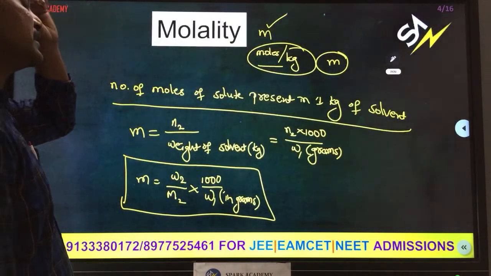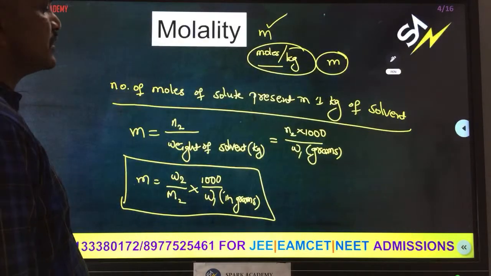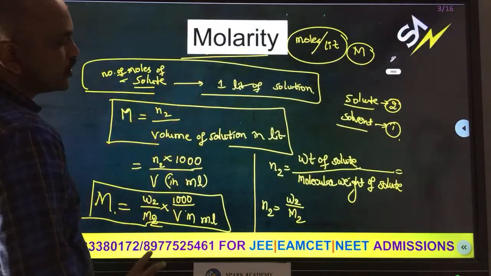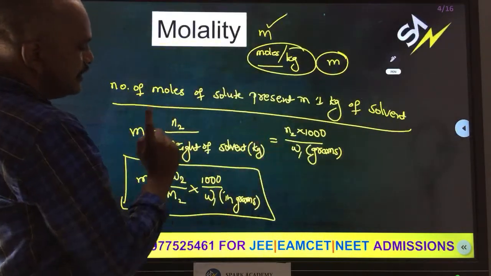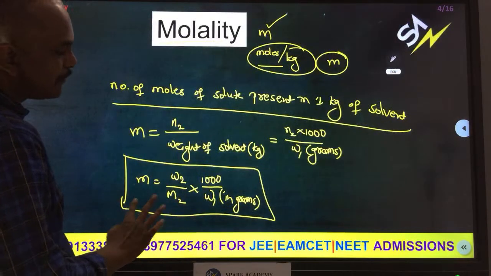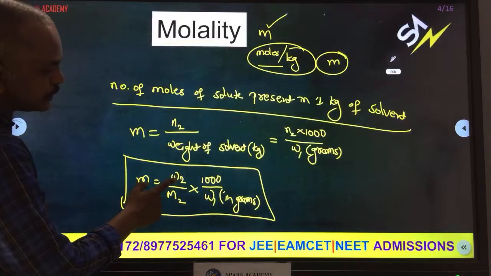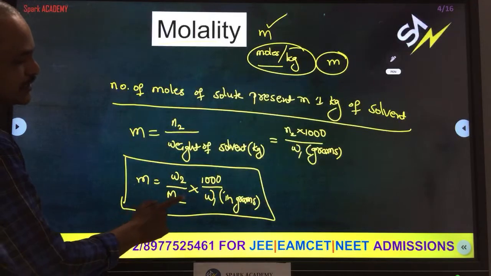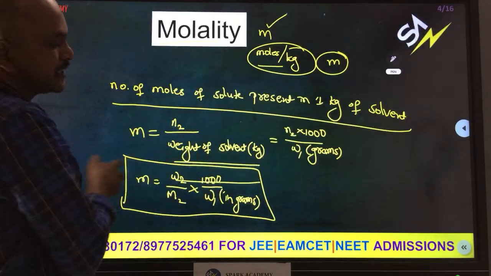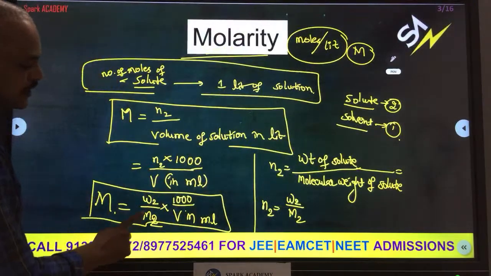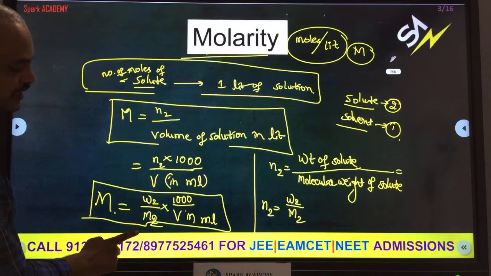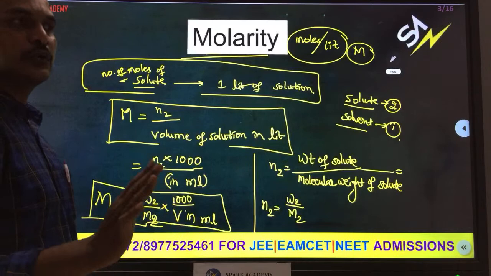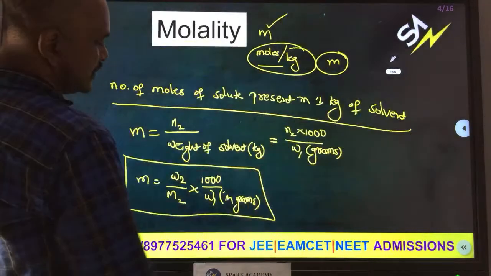Number of moles of solute present in 1 kilogram of solvent. Okay, so it is about molality, and this is about molarity. Molarity formulas mainly we should see here. W2 by M2, meaning weight of the solute by molecular weight of the solute into 1000 by weight of solvent, it comes. And here also the same: weight of solute by molecular weight of solute into 1000 by volume in milliliters. Volume here is of the complete solution. Okay, so this one it is.